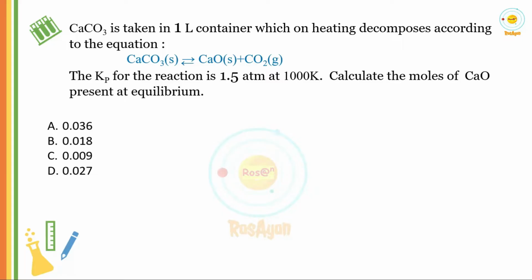Hello students, so the question is: CaCO3 is taken in a 1 liter container, which on heating decomposes according to the equation CaCO3 solid giving CaO solid and CO2 gaseous on heating. The Kp of the reaction is given as 1.5 atm at 1000 Kelvin temperature. Calculate the moles of CaO present at equilibrium.